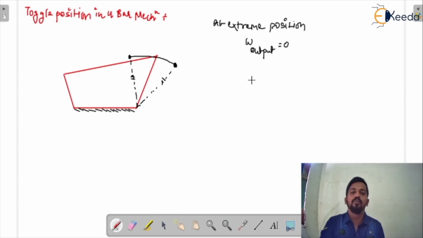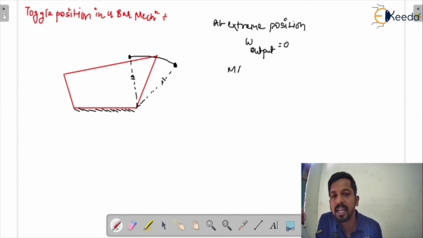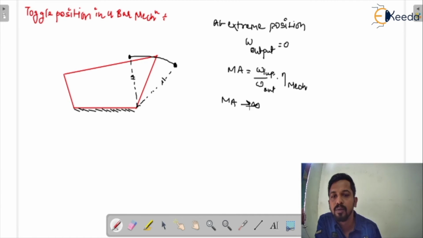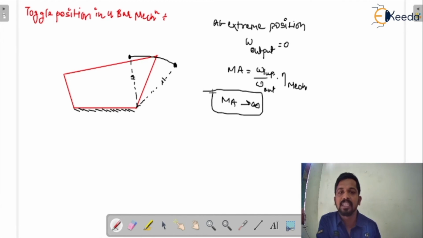If omega output is 0, then we all know that the mechanical advantage is equal to omega input upon omega output multiplied by the efficiency of mechanisms. We have studied this in the mechanical advantage topic. So here, if the omega output is 0, that means the mechanical advantage becomes infinite. Are you getting my point? So at the extreme position, the mechanical advantage would be infinite.